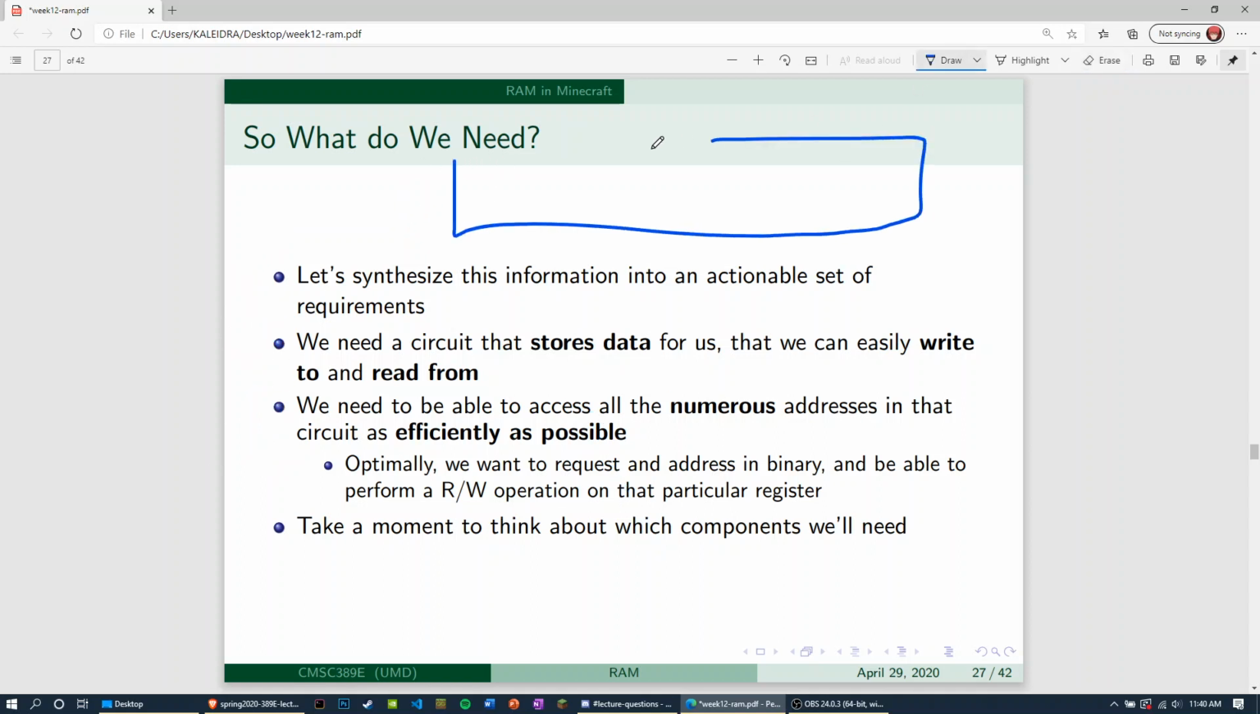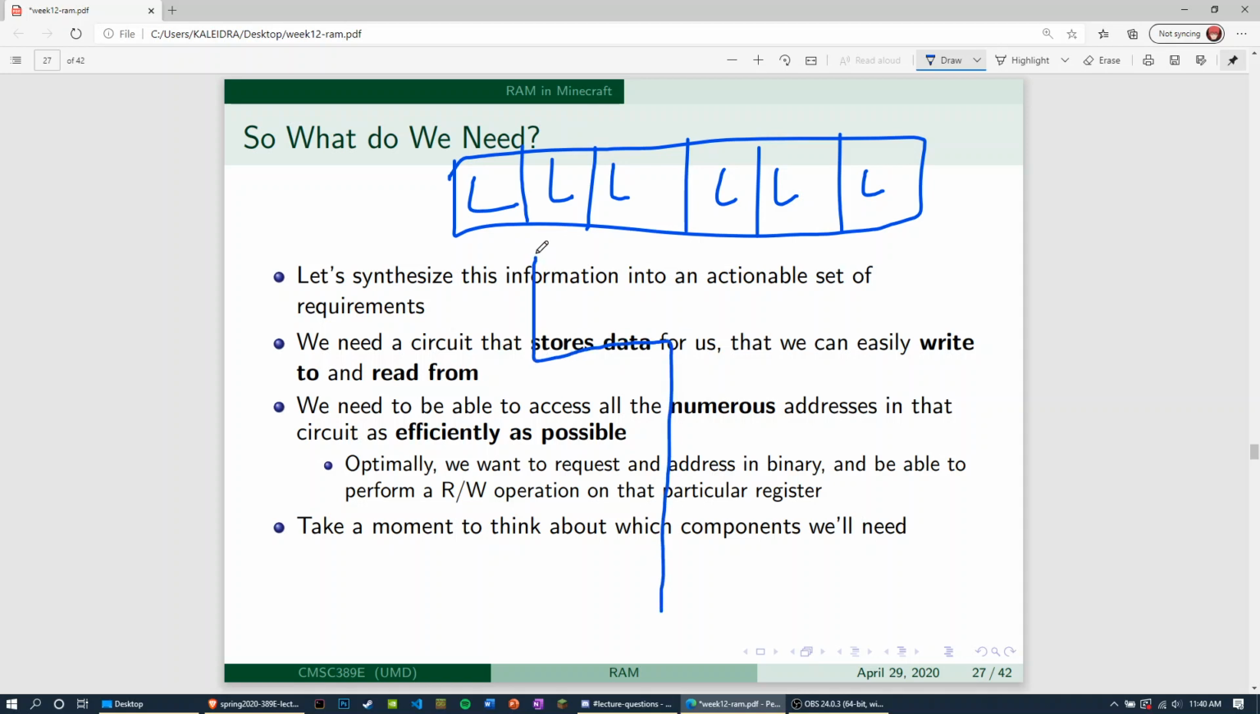If we have a bunch of memory addresses like this, just picture that all of these little squares are latches, right? Like a series of latches. We're getting a little signal coming in. We only need to access one of these at once, right?